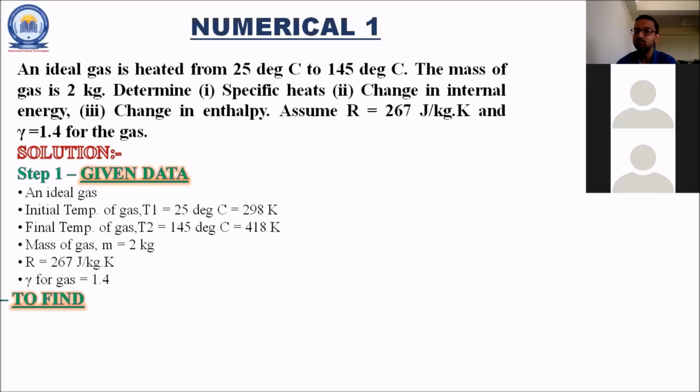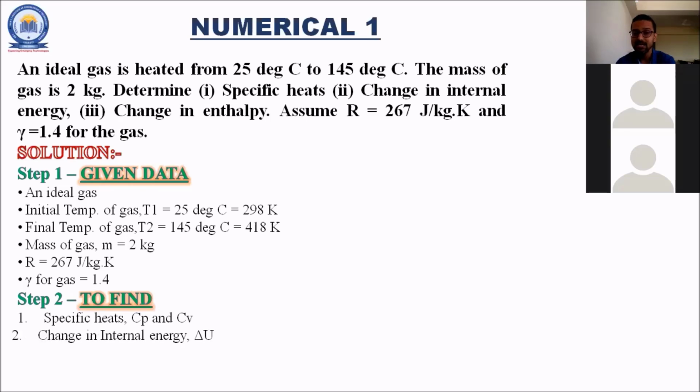Now friends, writing down the second step, step number 2, that is to find what we are asked to calculate in this numerical, that we will be mentioning in this step. So step number 2, that is to find. First we are asked to calculate the specific heats. We know that there are two values of specific heat, Cp and Cv. Then we are asked to calculate the change in internal energy, that is delta U. And third we are asked to calculate the change in enthalpy, that is delta H.